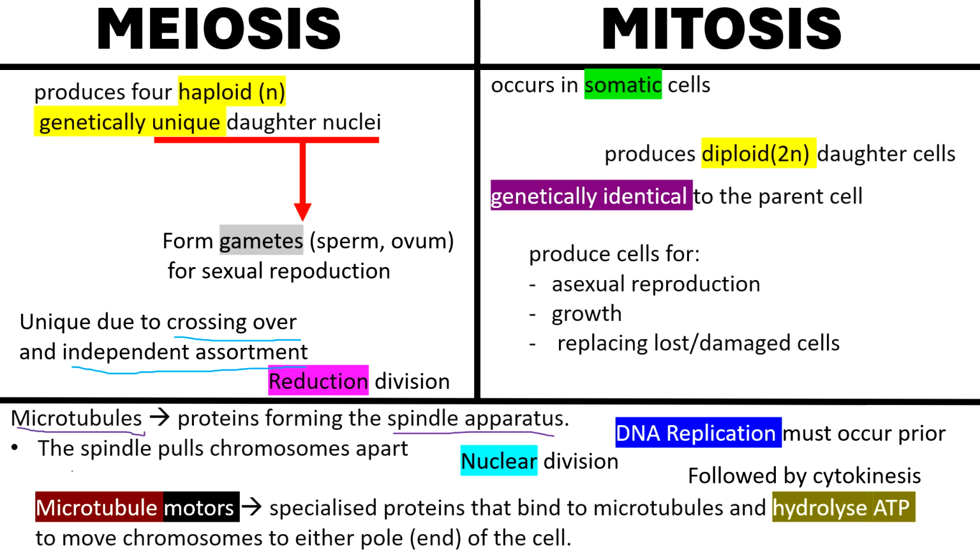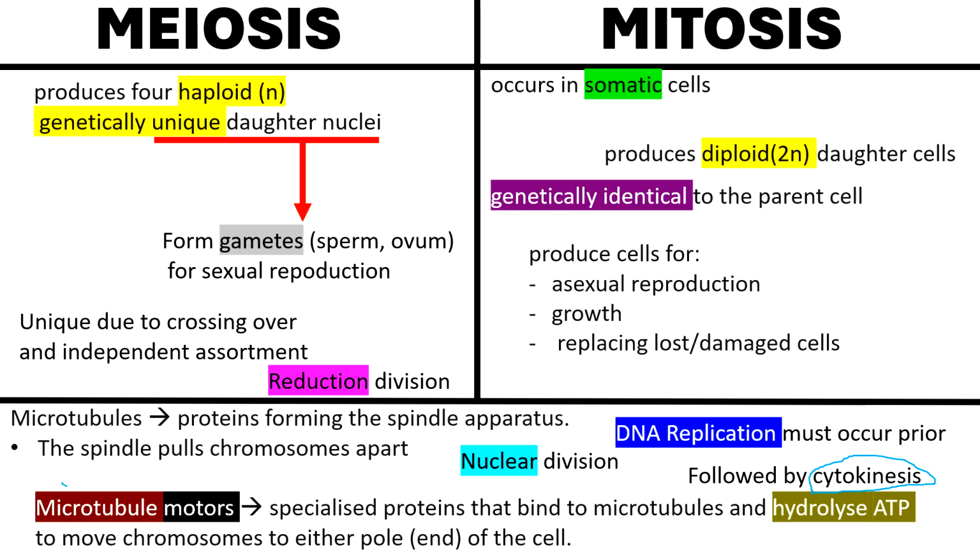Now, these spindle fibers pull the chromosomes apart, as we can see from anaphase 1, anaphase 2, and the anaphase of mitosis. DNA replication must occur before both. They are both nuclear divisions, though the only reduction division is meiosis, okay? Cytokinesis will happen after both of them, to separate into different cells.